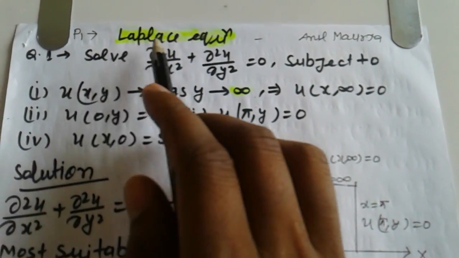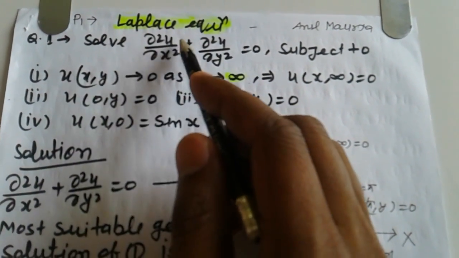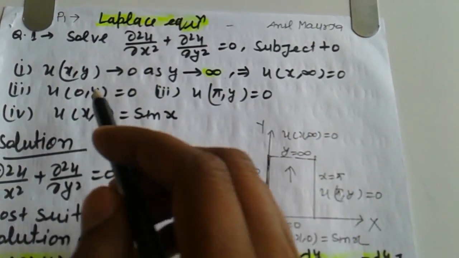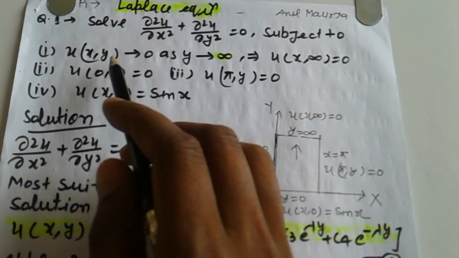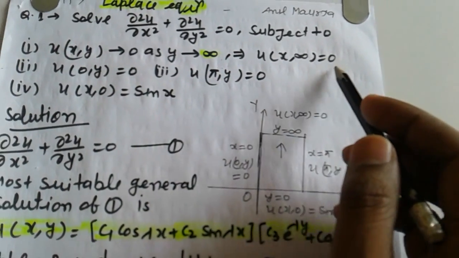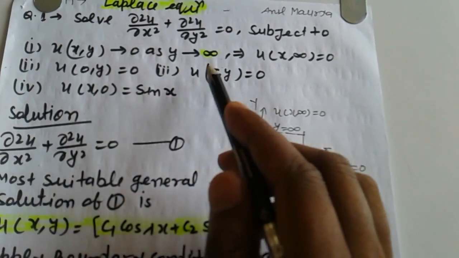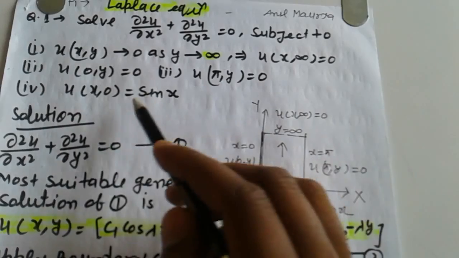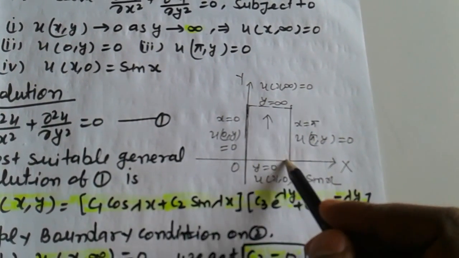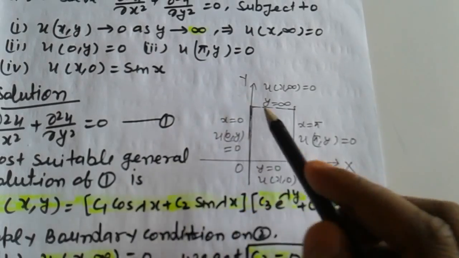The first problem taken: solve ∂²u/∂x² + ∂²u/∂y² = 0 subject to the boundary conditions. Here the first boundary condition is u(x,y) = 0 as y tends to infinity, meaning u(x,∞) = 0, u(0,y) = 0, u(π,y) = 0, and u(x,0) = sin x. The boundary conditions are defined according to the x-axis and y-axis.